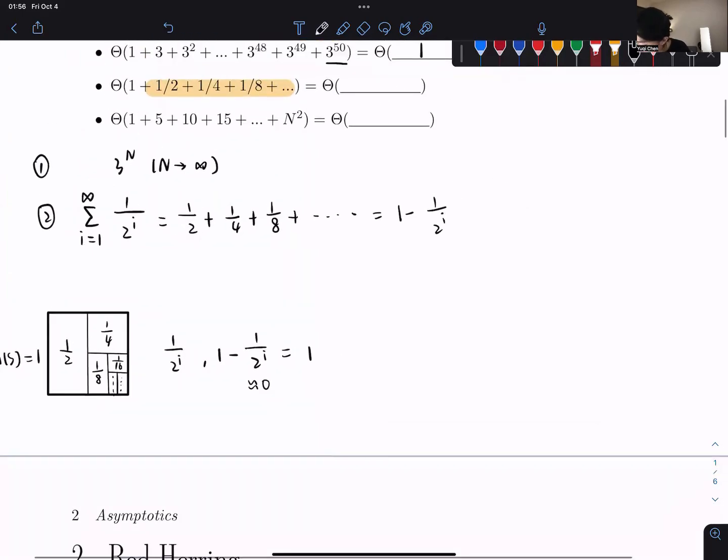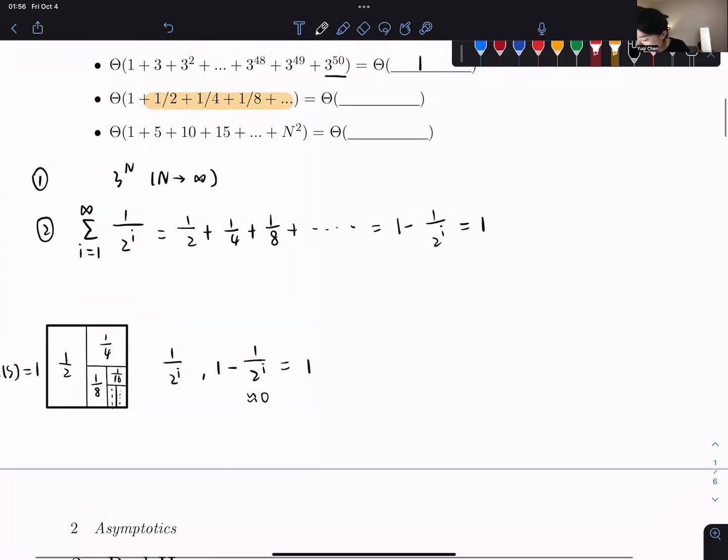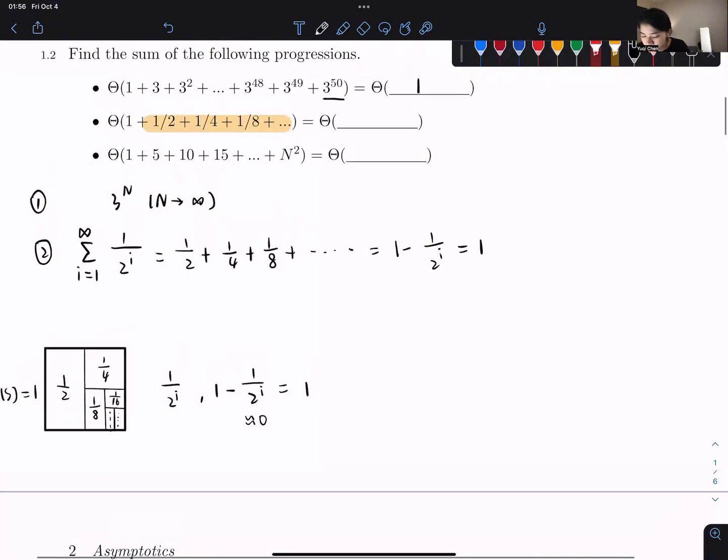So the sum of this series is 1, and when we add the 1 back, we get 2, which is just a constant, and we can simplify it as big theta of 1.